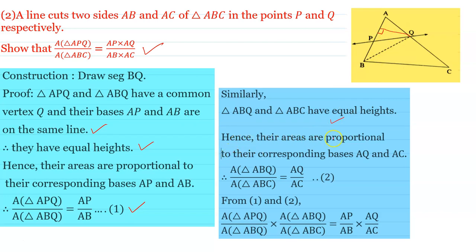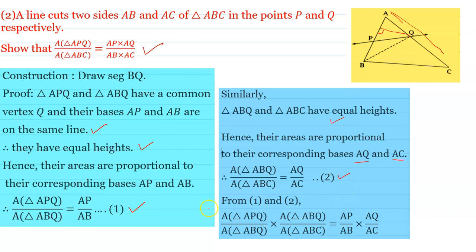Hence, their areas are proportional to their corresponding bases AQ and AC. This is the AQ and AC. Therefore, area of triangle ABQ upon area of triangle ABC is equal to AQ upon AC, and this is the second one.